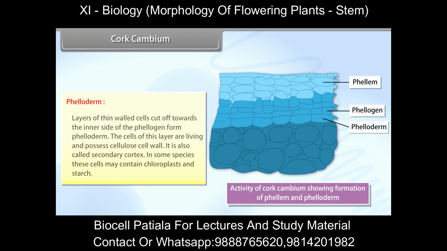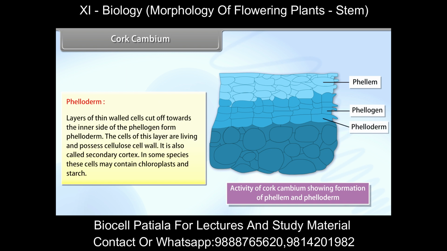Phelloderm. Layers of thin-walled cells cut off towards the inner side of the phellogen form phelloderm. The cells of this layer are living and possess a cellulose cell wall. It is also called secondary cortex. In some species, these cells may contain chloroplasts and starch.